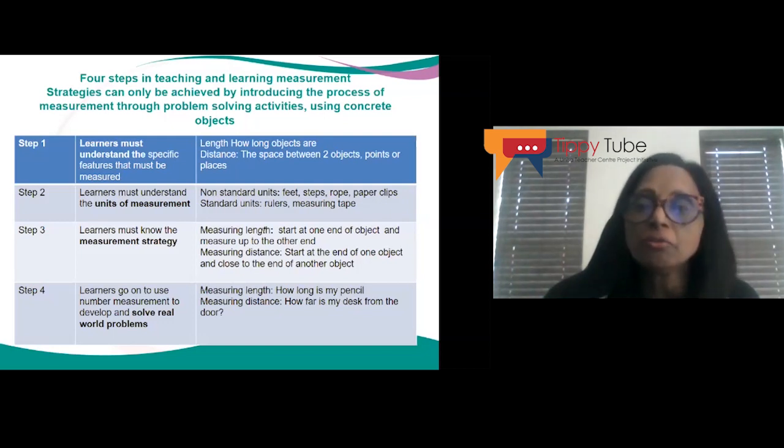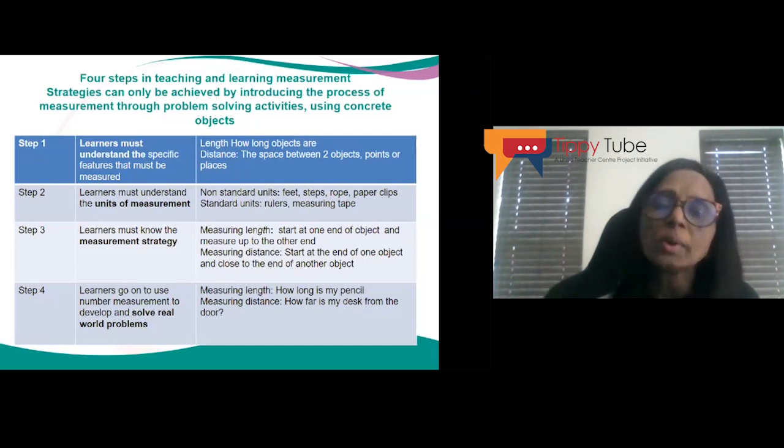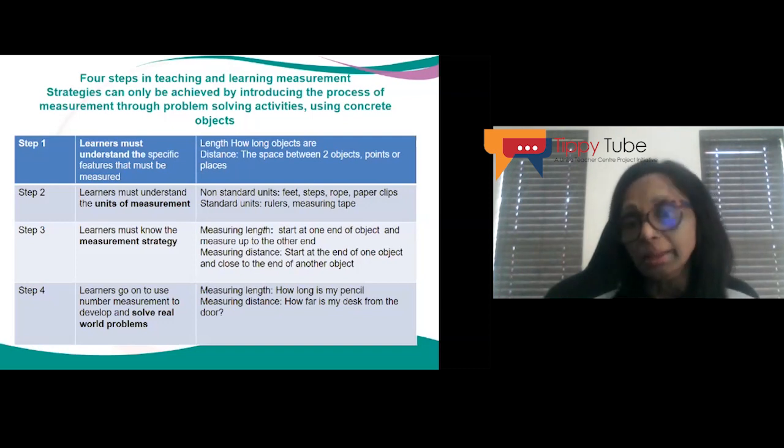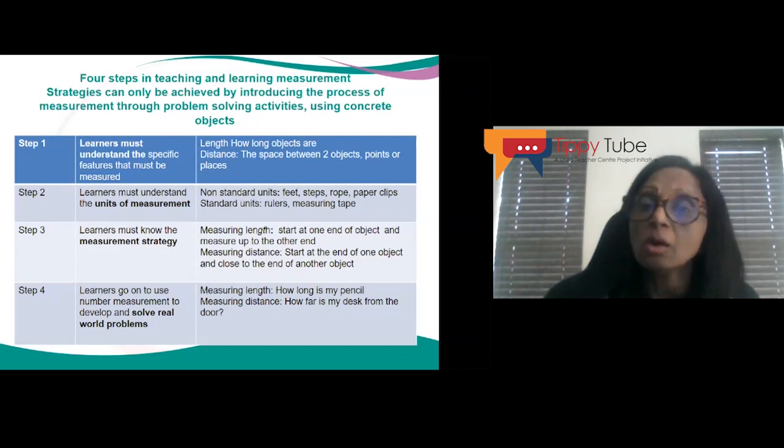Now, these are the 4 steps that are critical when teaching the concept of length, for example. Quite often, there's a misunderstanding with what is length and what is distance. What is length? Length is how long objects are. What is distance? Distance refers to the space between 2 objects or the point between 2 places.